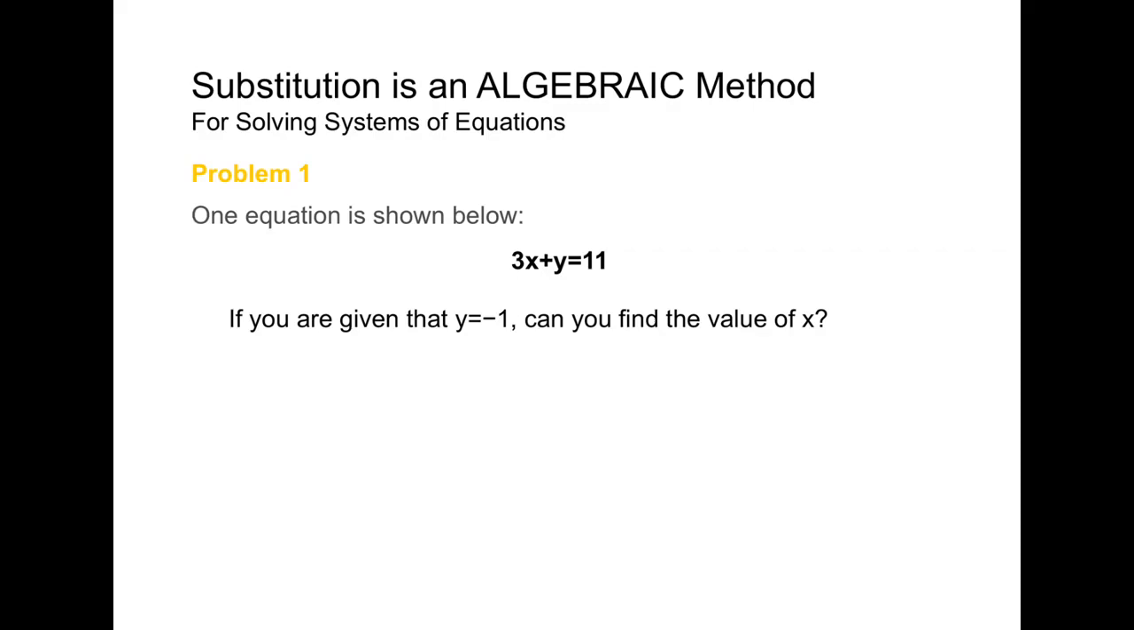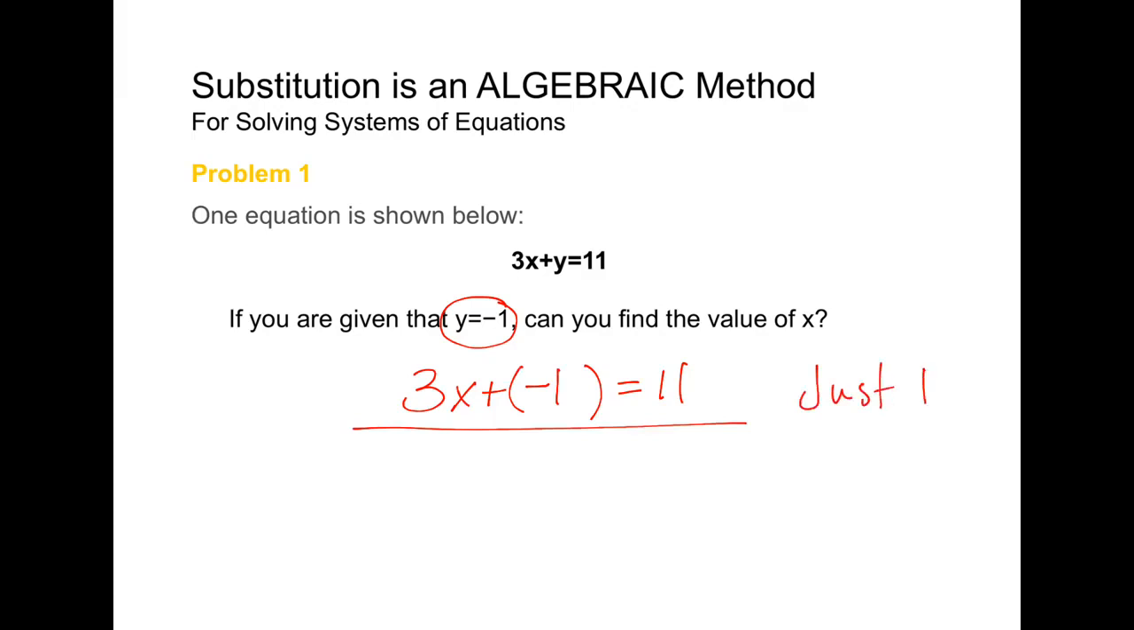Of course you could. So you would simply take y equals -1 and you would substitute it into the equation wherever you see y. So here's a -1 where y was. And now we have how many variables in this equation? Just one variable. If we have just one variable, we can solve for it.